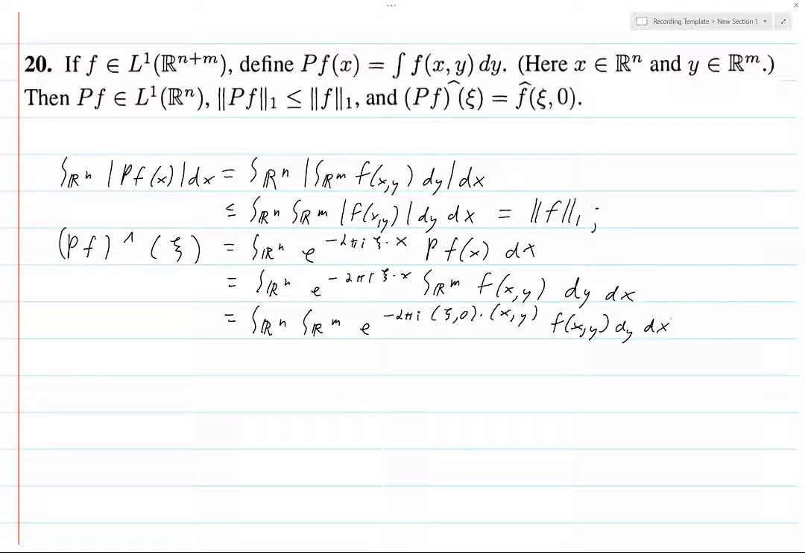What can we use? We can use Fubini's theorem. And then, once we use Fubini's theorem, this is equal to f hat of (xi, 0). And there we go. Didn't even have to write any words down. Well, I had to say the words, but this is it.